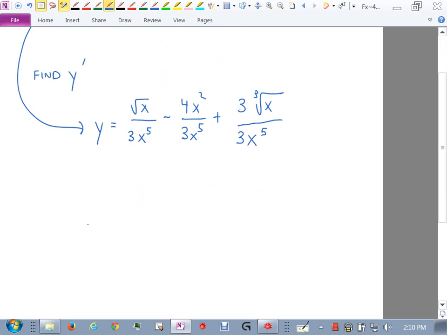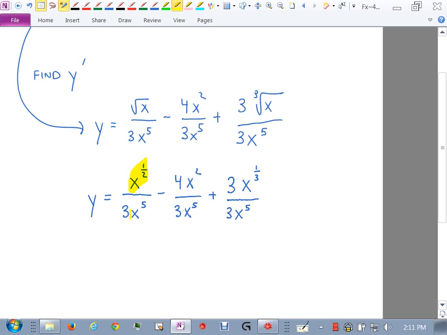Now, for each one of these, I'm still not taking the derivative. I need to rewrite this as x to the 1/2 over 3x to the fifth minus 4x squared over 3x to the fifth plus 3x to the 1/3 over 3x to the fifth. Now, why do you think I did that? Yeah, so now I'm going to put this x to the 1/2 together with x to the fifth, this x squared together with x to the fifth. I'm going back to basic college algebra exponent rules here, right? If I have x to a power over x to a power, what do you do with the powers? Subtract them. Still, I'm not doing any calculus yet, right?